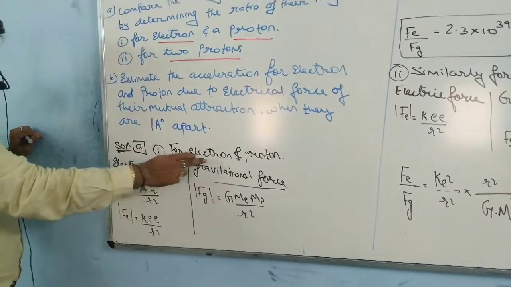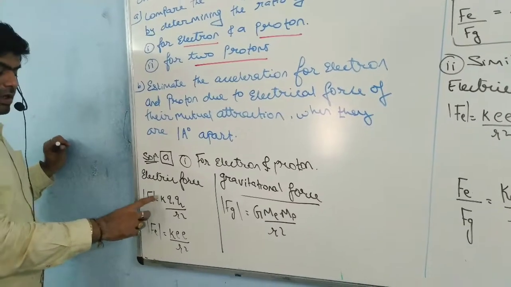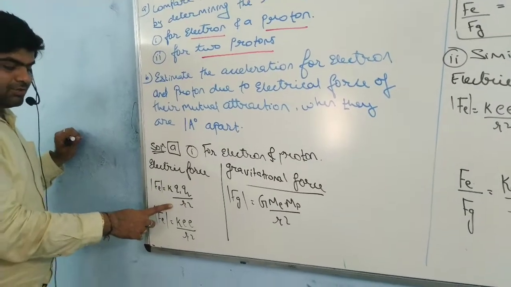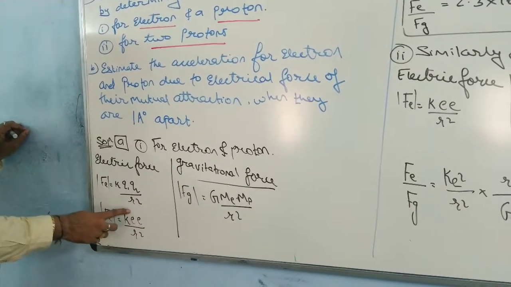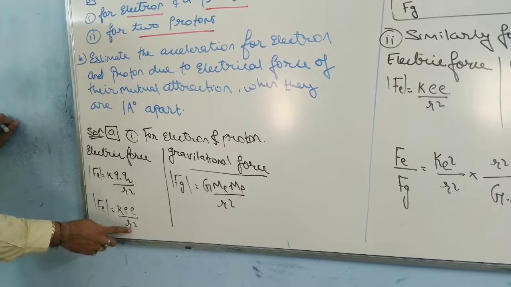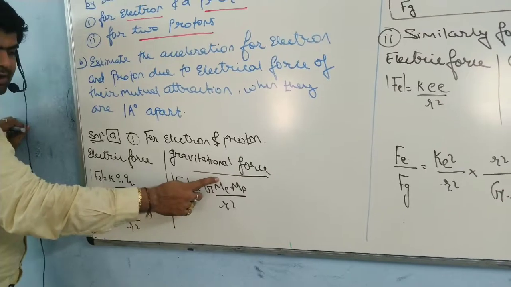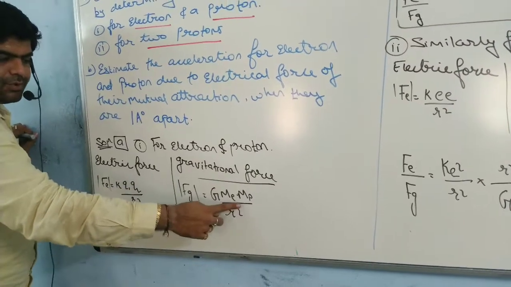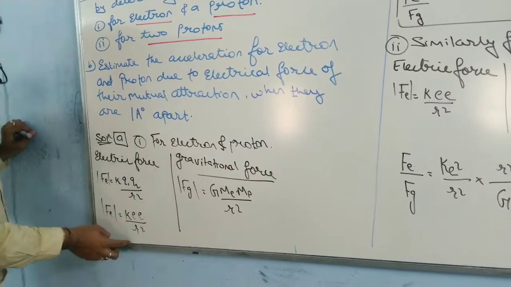between the two, that is electron and proton, we will consider the magnitude of force, kQ1Q2 upon R square. We have considered the magnitude of force, so no minus sign is to be included over here. Ke square upon R square. Gravitational force is G m_e m_p upon R square. We'll take the ratio of these both.